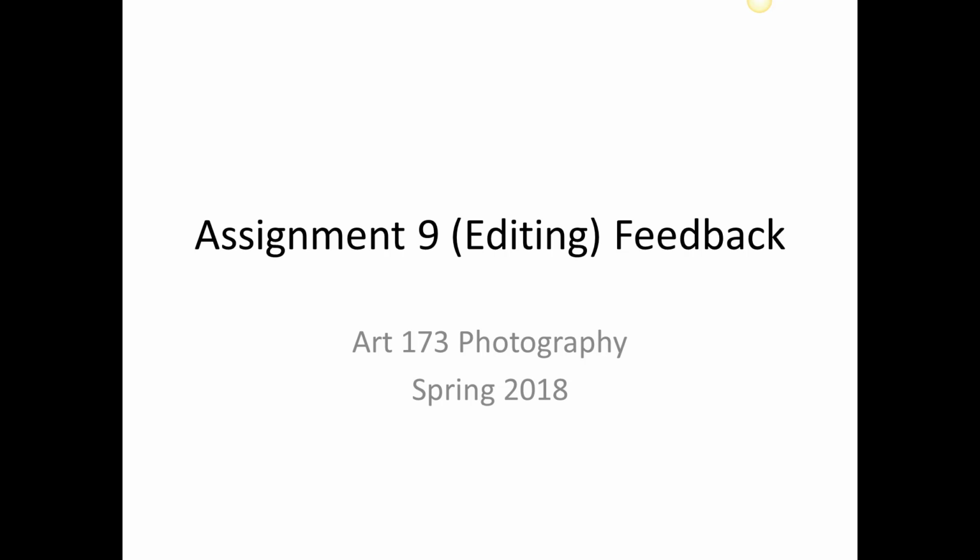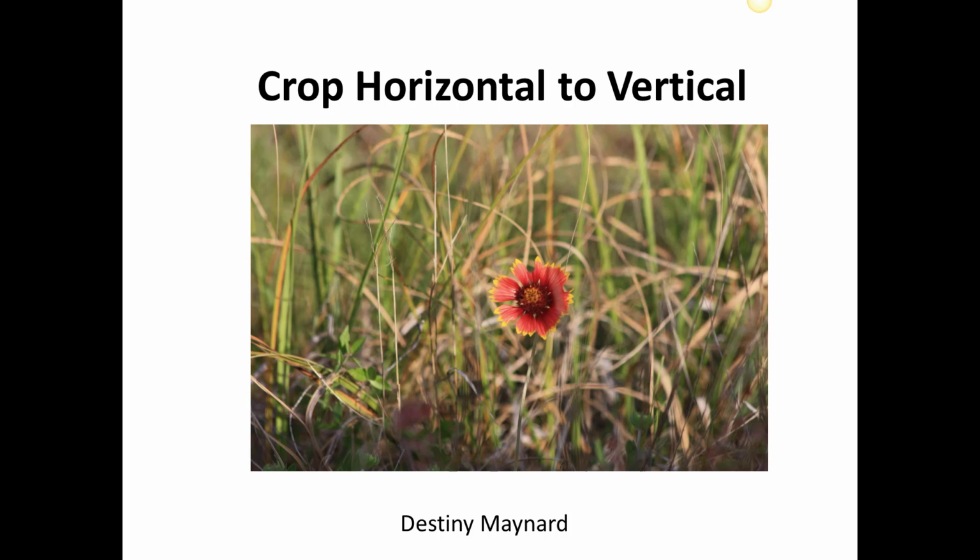Here is some feedback for assignment number 9. This was the one where you did editing of photographs. And there were a number of different things that you were asked to do. This is a really pretty simple exercise. And the first one here is crop from a horizontal to a vertical.